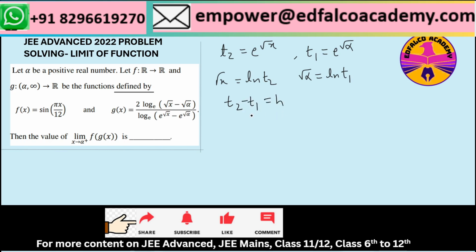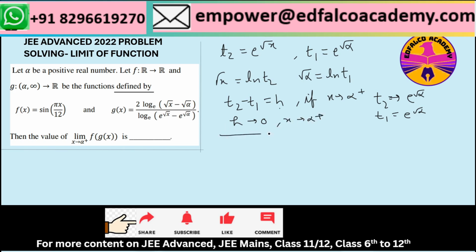Now we know that t2 is equal to e to the power root x, and t1 is equal to e to the power root alpha. So if x is tending towards alpha positive, then t2 will tend to e to the power root alpha, and t1 anyway is equal to e to the power root alpha. So t2 minus t1 will be tending towards 0, right? So h will start tending towards 0 as x tends towards alpha positive.